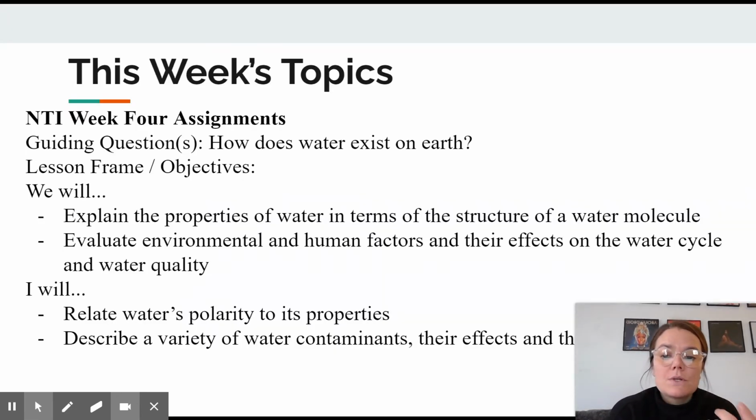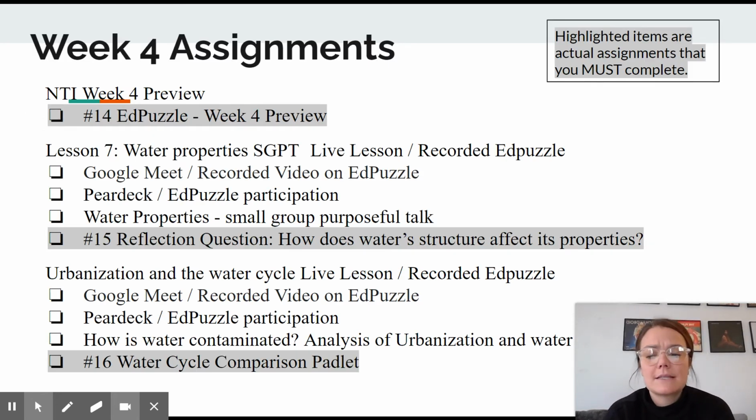So this week, again, we're talking about water and water's properties and its structure. Next week, we're going to be thinking about how humans and the environment affect our water and what that means. This week is kind of late because we don't have school on Friday, so our only true lessons are Tuesday and Wednesday.